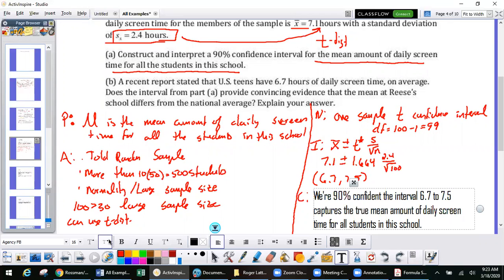I would be interested to see what screen time is like if it was 6.7 to 7.5 hours before, what it's like now that everybody's got all this extra time at home.